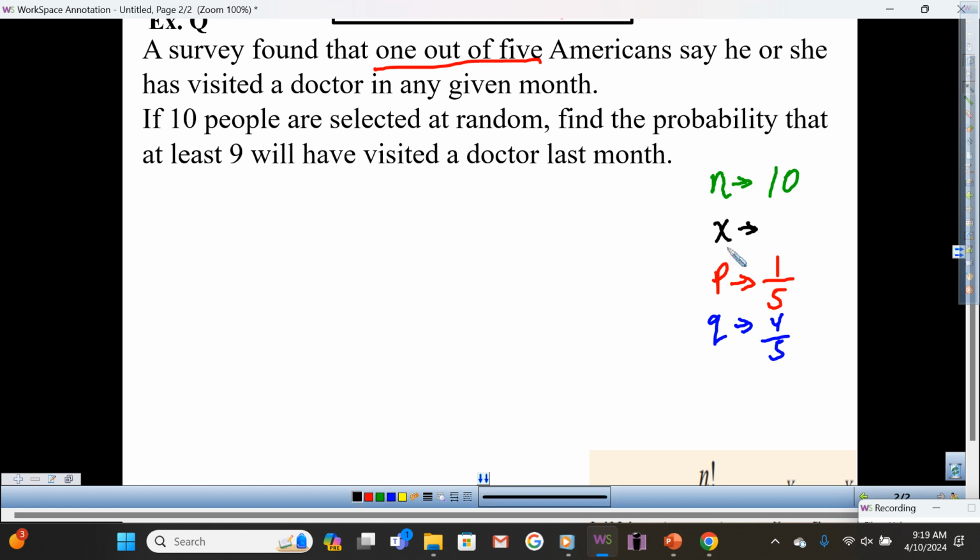Let's talk about X. Look up, please. This one says, if 10 people are selected, find the probability that yesterday and the day before we did exactly so many, right? But today it says what? At least. Tell your neighbor what that means. What does that mean?